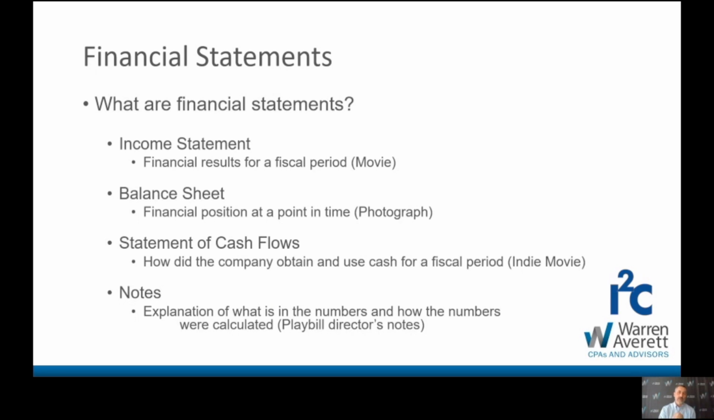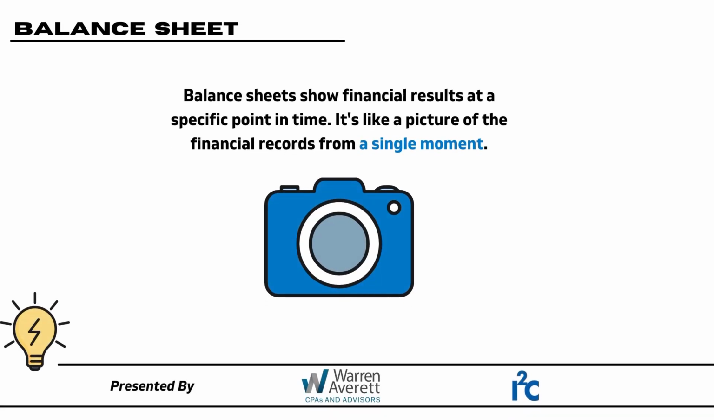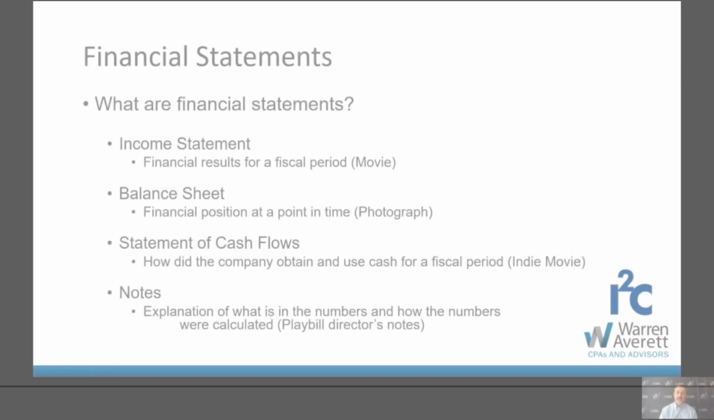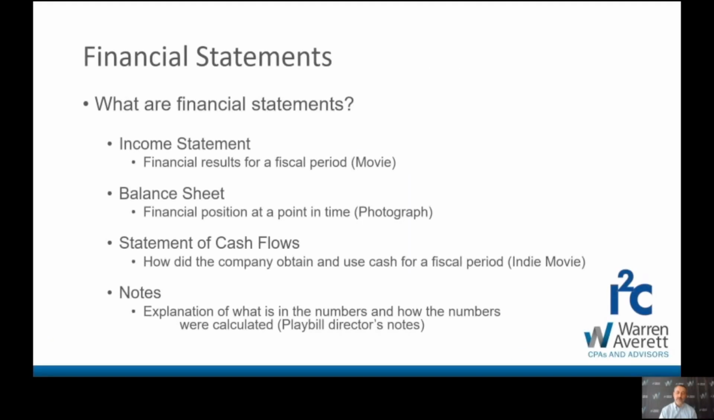Then we talk about the balance sheet. The balance sheet shows the assets the company owns and who has claims on those assets. The balance sheet is as of a point in time. Think of it as a photograph. It presents the financial position of an entity at a specific point in time, showing what its assets are and who has claims on those assets. So think of that as a photograph.